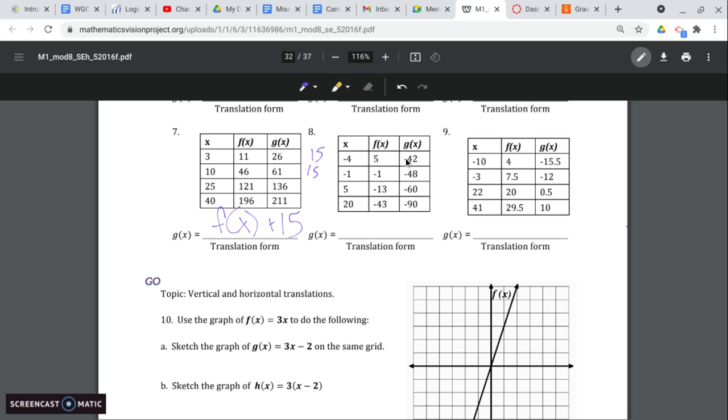So how do you get from 5 down to negative 42? You subtract 47. How do you get from negative 1 to negative 48? You subtract 47. How do you get from negative 13 down to negative 60? You subtract 47. So our translation form will be g of x equals f of x minus 47.